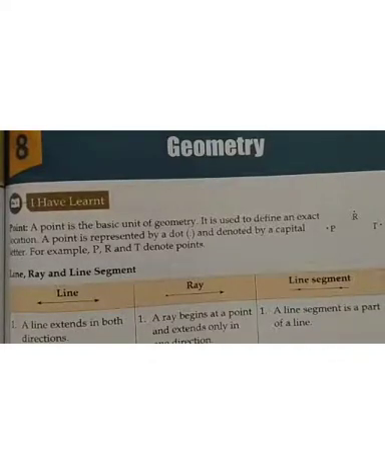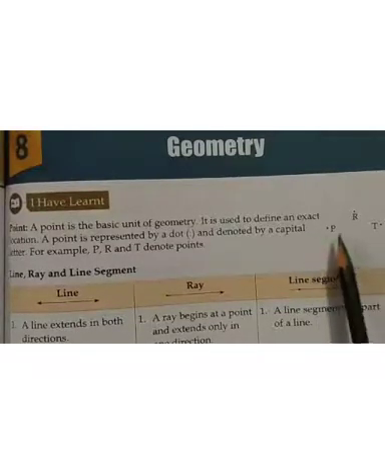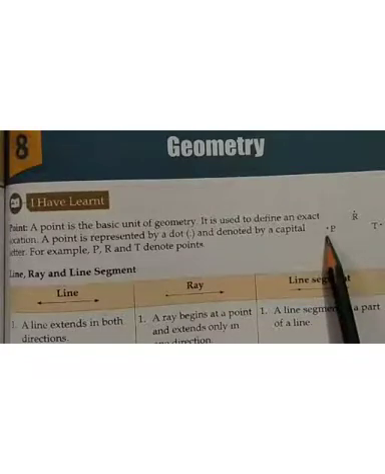Our topic is geometry. First, we learn about the point. What is a point? A point means a dot. Some points are given here: P, R, T. Only one dot is here. It has no length, no breadth, and no height. The basic unit of geometry is the point.